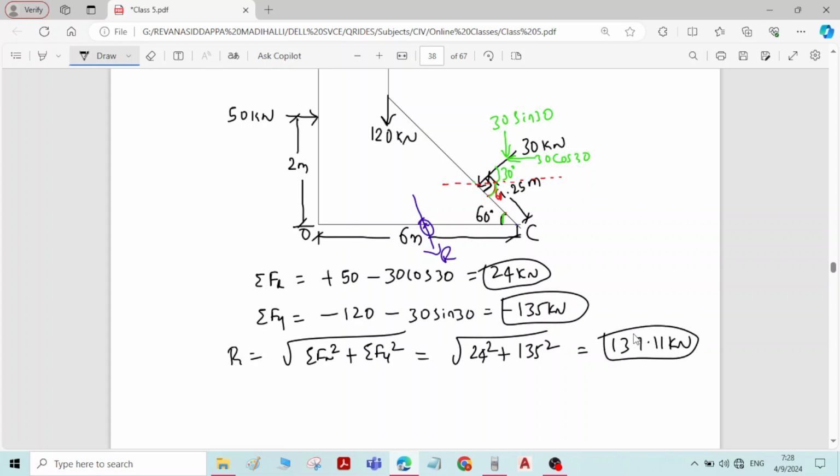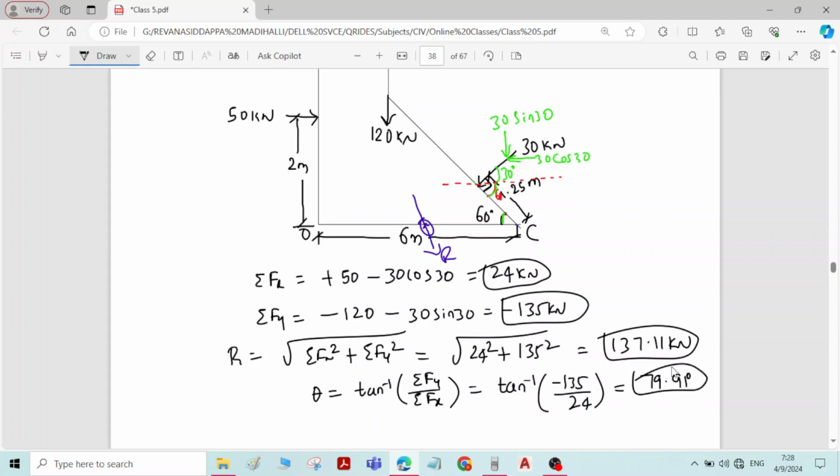Now theta, the angle of the resultant force. The formula is tan inverse of sigma fy by sigma fx, which is equal to tan inverse of minus 135 divided by 24. If you calculate the answer, you will get 79.91 degrees.